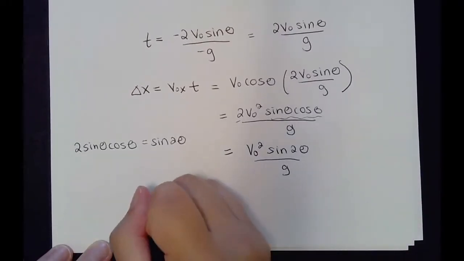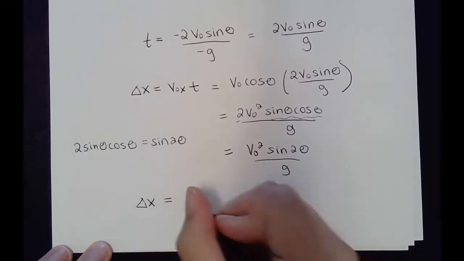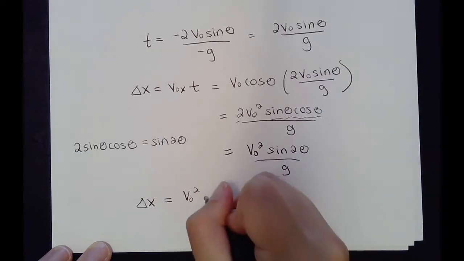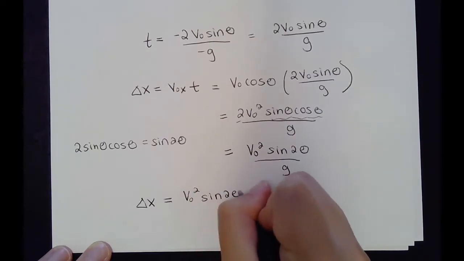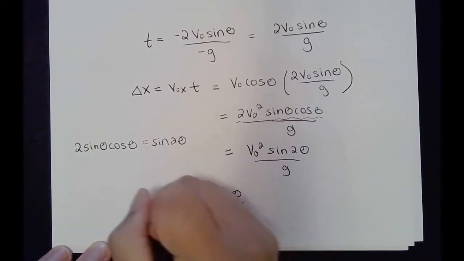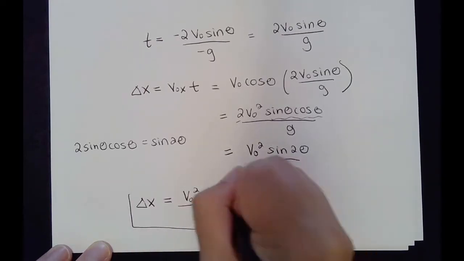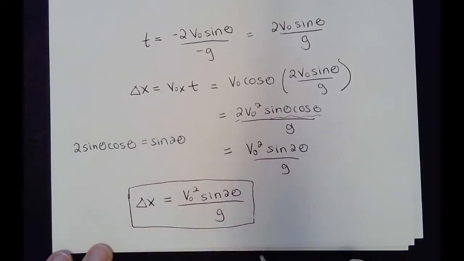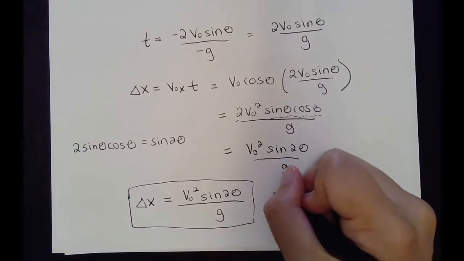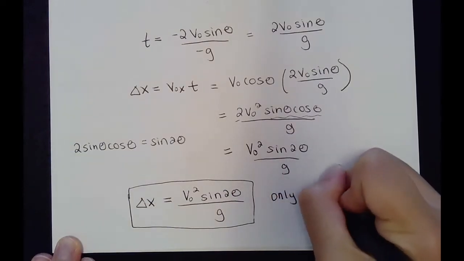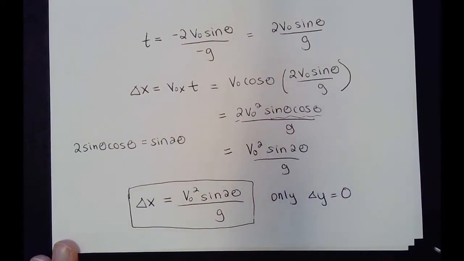And this is called the range equation. Delta x equals v naught squared sine 2 theta over g. It's a really interesting equation because it tells us that as long as we know the initial speed and the launch angle of the projectile, we can jump right to finding how far it travels horizontally. Now remember that this equation only applies when delta y equals 0 overall.